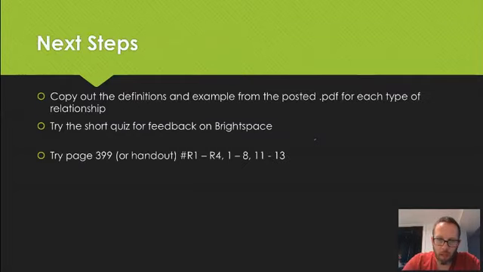Afterwards, after you get these definitions copied onto your lesson sheet, I've got a short quiz for feedback on Brightspace. So I'll have some scenarios and have you identify the type of relationship. And I've given you some suggested practice. You can try all of it. You can try none of it. But you should know these types of relationships and be able to identify, if I gave you a scenario, which one of the 5 it is.